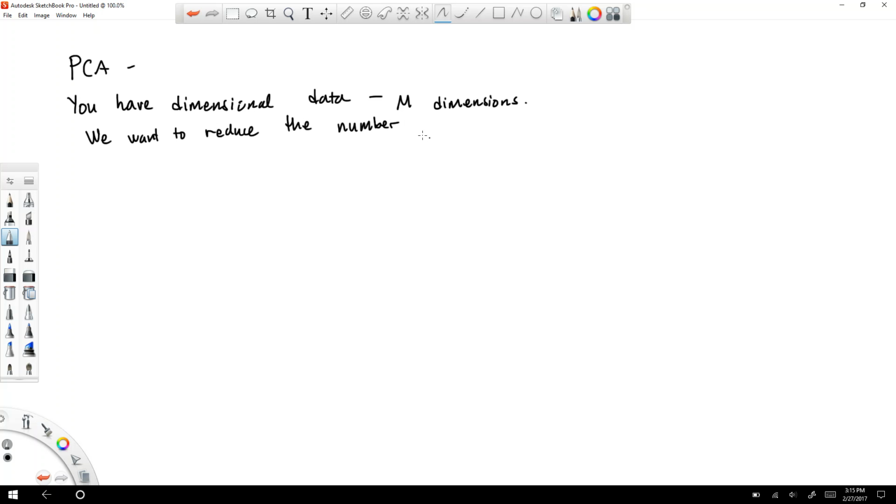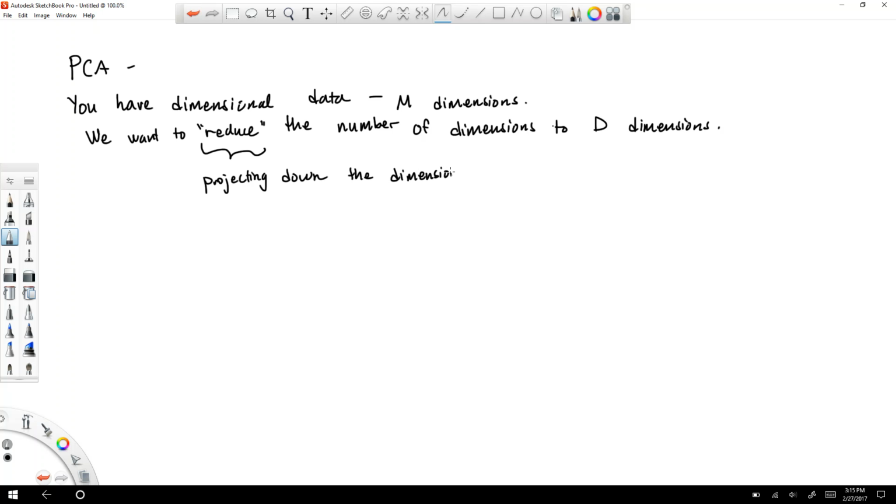But it's not really reducing the number of dimensions. What it really is, we are projecting down the dimensions. And we do this all the time.